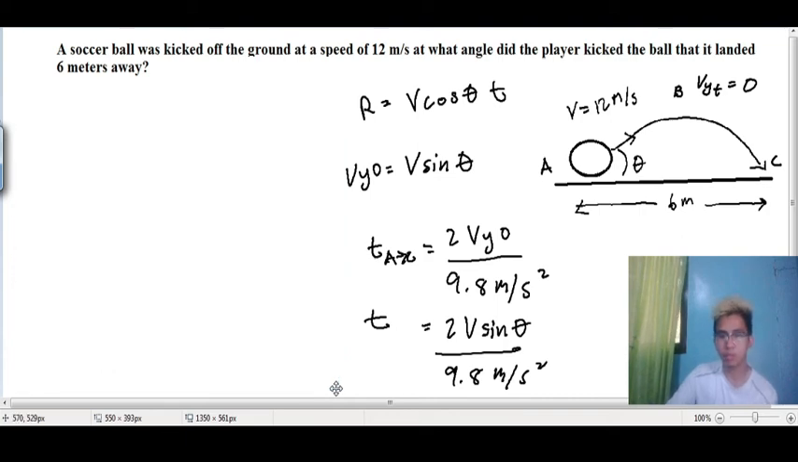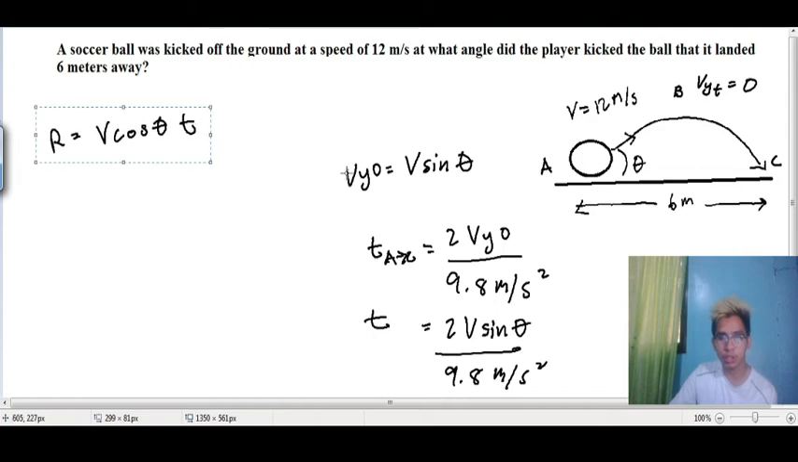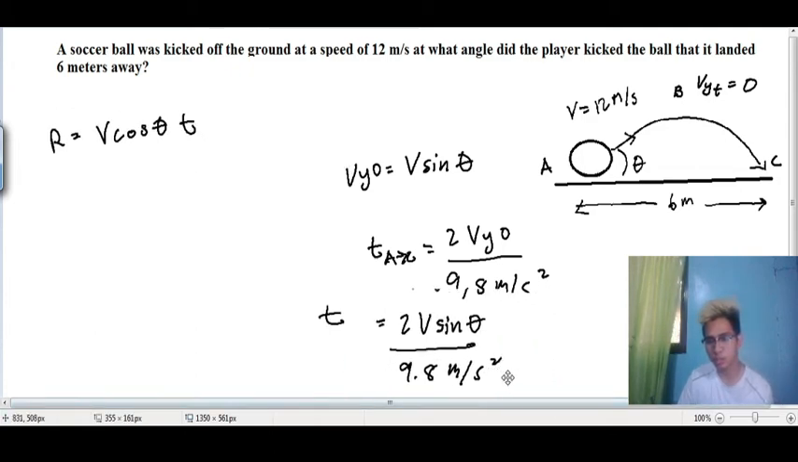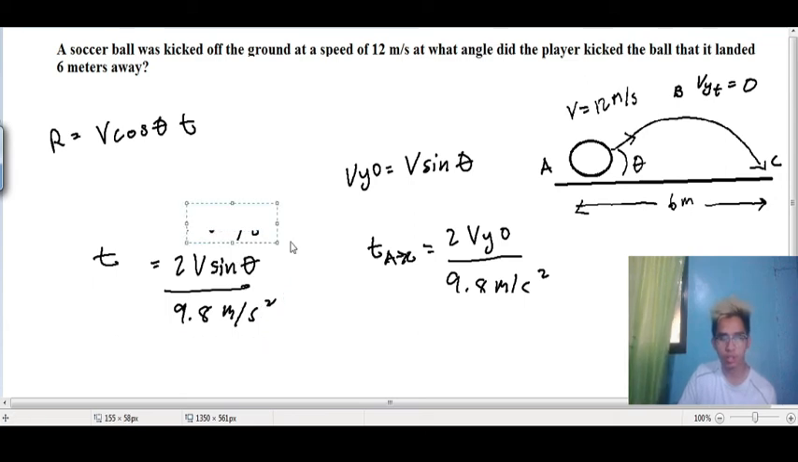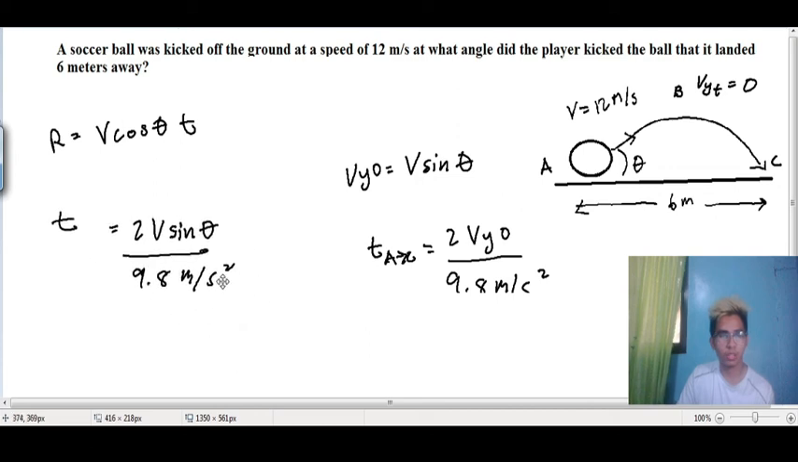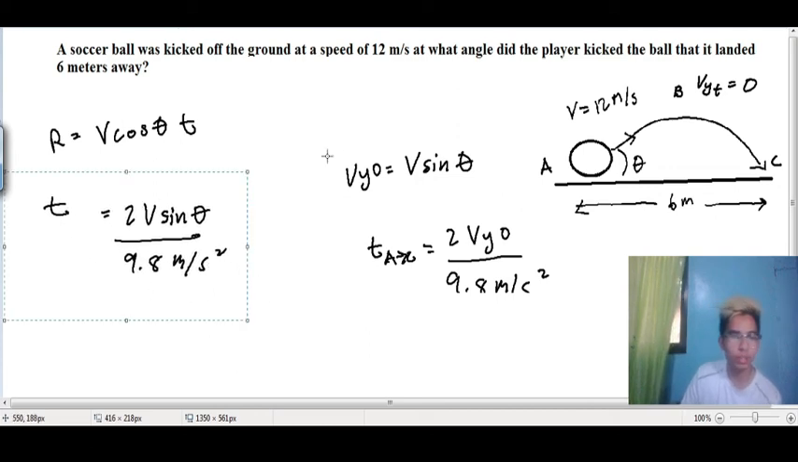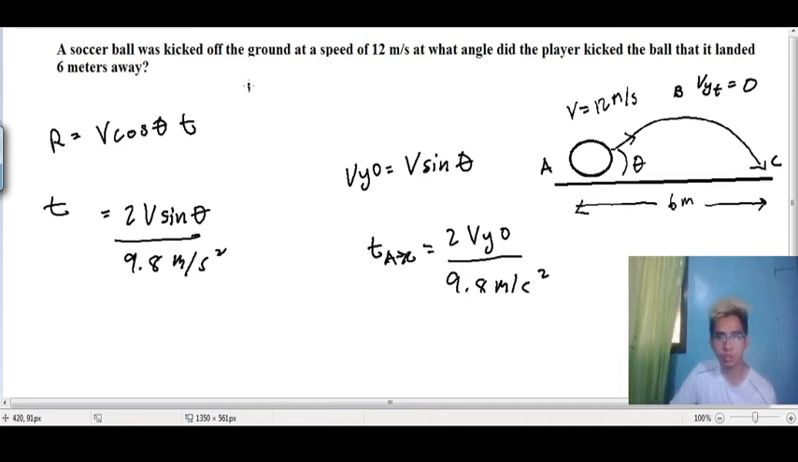So, let me remove this. And compare it to the component in the y. So, this time we have the two components in time. Let me move v cosine theta to the other side of the equation. T is equal to range all over v cosine theta.